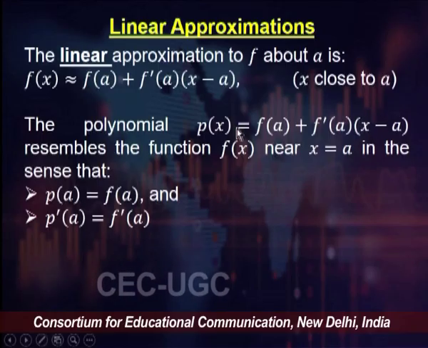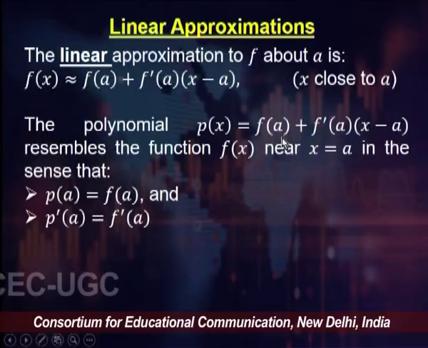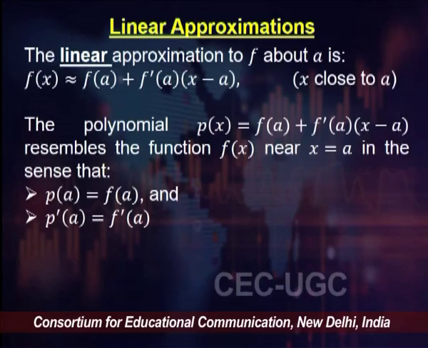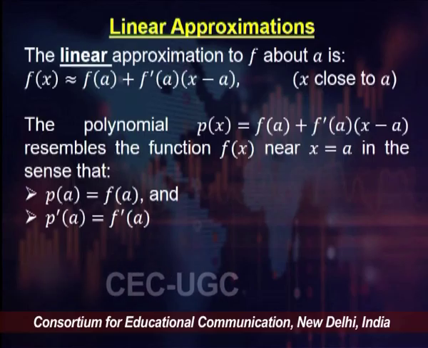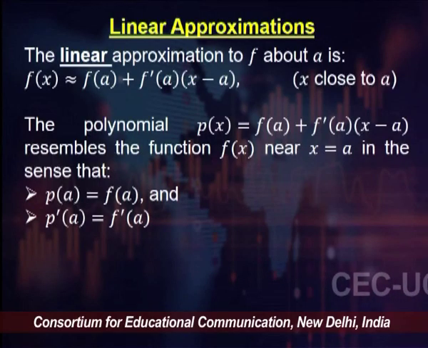This polynomial that we are using, the first order polynomial, is linear in x. So our polynomial here is f of a plus f prime at a times x minus a, and clearly this is linear in x. Because we're doing a linear approximation here, this perfectly fits in our scheme of things. And further, this polynomial resembles a function f of x near x equal to a in two respects.